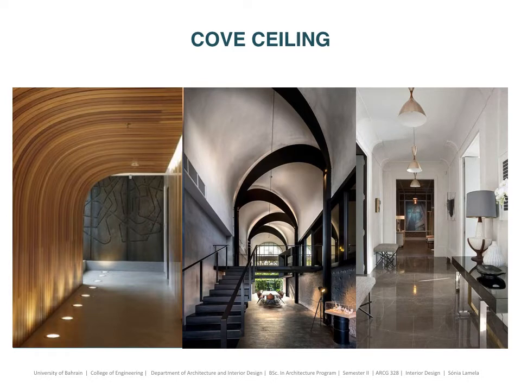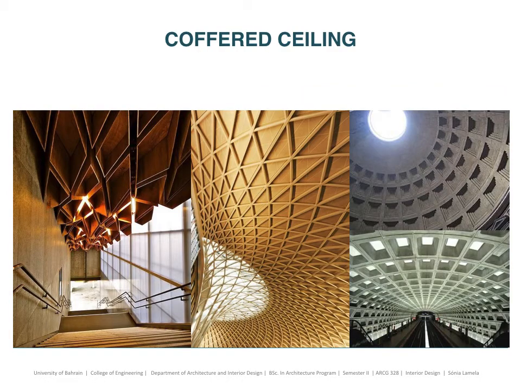Here are some examples of cove ceilings and how they could be just one direction, or from two kinds of directions, creating a kind of rhythm between them, or just curve within the corridor of the space. Then we have the coffered ceiling, ranging from, let's say, the most classical ones like the Pantheon in Rome, to a contemporary approach of Kengo Kuma.